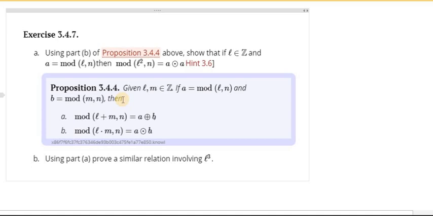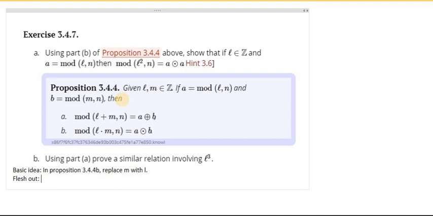All right. So let's just start to write that down, and then we'll put it together into a proof. That's an argument that will clearly express your idea. So the idea is you're going to, in proposition 3.4.4 B, replace M with L. Okay, that's the basic idea. All right. So let's flesh it out a little bit. Now here, this is scratch work. You wouldn't actually put this in your final answer, but this is scratch work. If M is replaced with L, then B is replaced with what? Well, it's replaced with L mod n, which is equal to A.